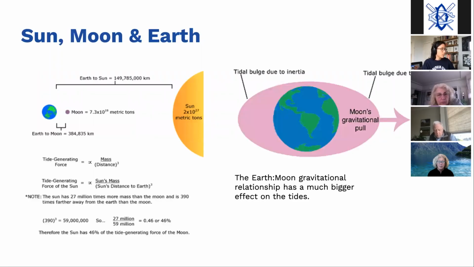These two diagrams basically show these three objects. The biggest component of this relationship in terms of the tides is actually the relationship between the Earth and the Moon. The gravitational pull of the sun does affect the tides, but not as much as the moon does, and our orbit with it.